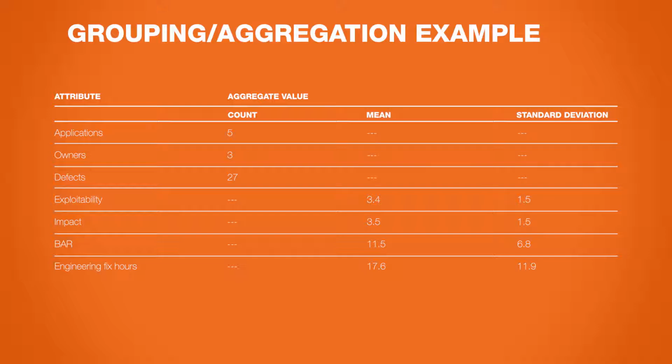Non-numerical attributes are aggregated by counting them. For instance, applications, owners, and defects. We can also group them by department. This would produce 3 sets of aggregate results, one for each group. For numeric valued attributes, we can generate summary statistics such as mean, median, standard deviation, and also box plot diagrams. For a small data set, an Excel pivot table could work fine.